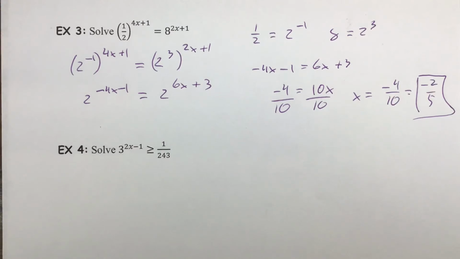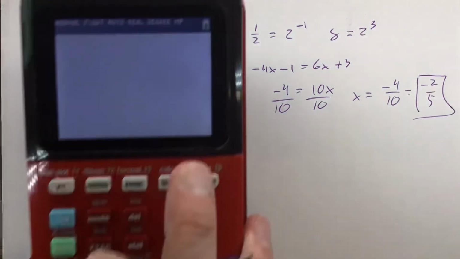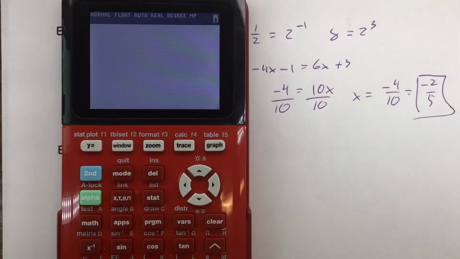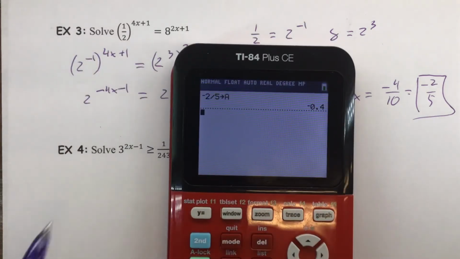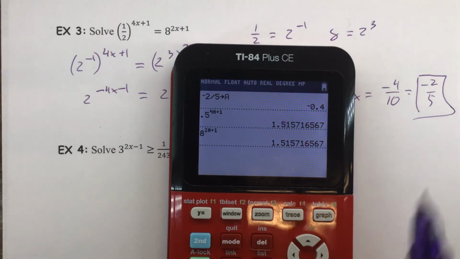All right, and let's check that in the calculator. I'm going to save this value. Then I'm going to go back to the original equation and type in each side of that. So we've got 0.5 raised to the 4 times a plus 1 power. Gives us that. Doesn't look too pretty, but that's what it is. Let's see if the other one works. We've got 8, and we're going to raise that to the 2 times a plus 1 power. And we get exactly the same thing, which means this is the correct answer.